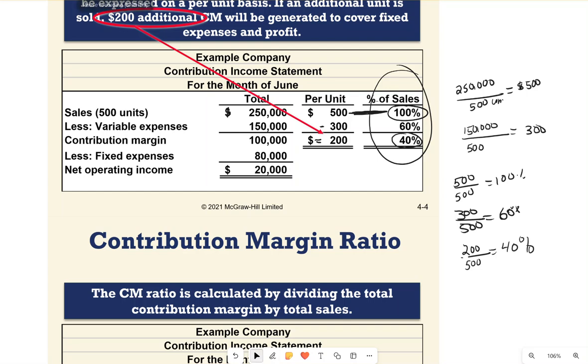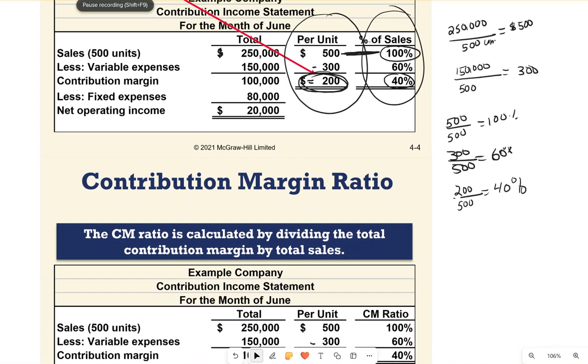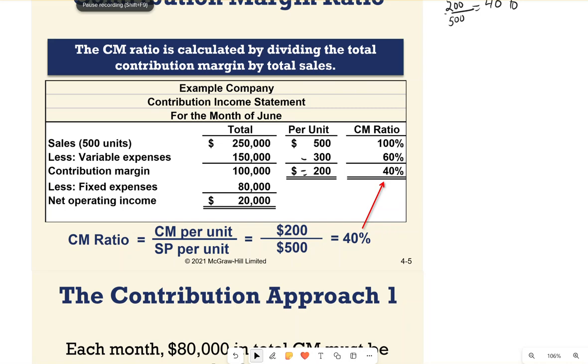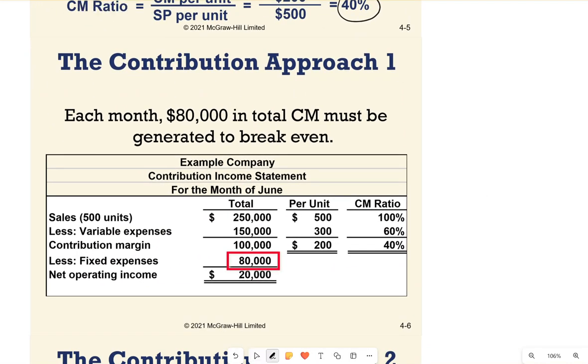So what is this telling us? For every additional one unit sold, we are going to generate $200 per unit. Our margin will be $200 per unit. I already talked about how we calculate the 40%. Now your fixed expenses: when we say fixed expenses, they stay the same.